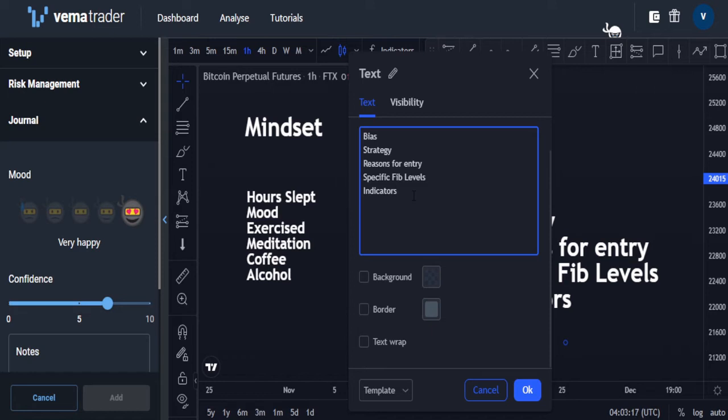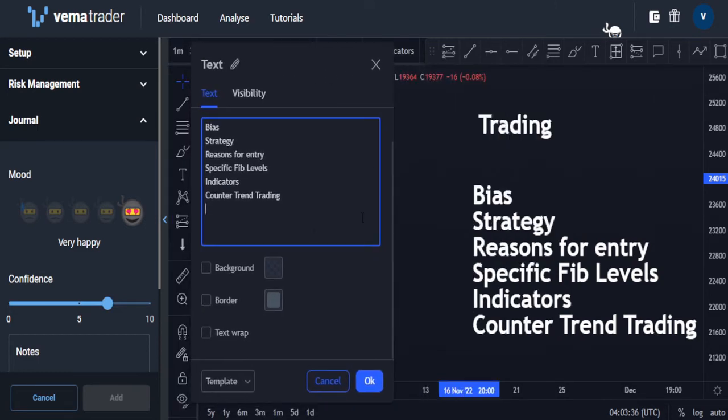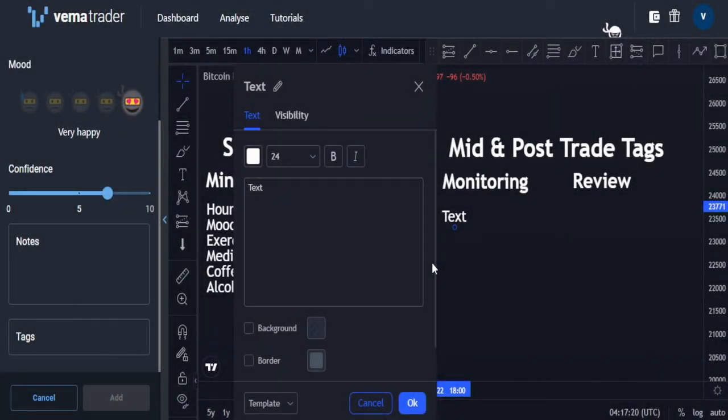Counter trend trading, right? That is one that I do love. I love to do it because I like to think I'm smart on the market, and I love to tag it because I am very rarely smart on the market, and it's good for me to realize that. Counter trend trading, again, I think that is a great tag. Okay, so those are some of the things I tag while I am setting up a trade.